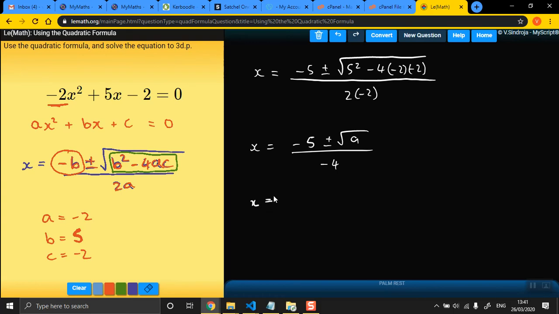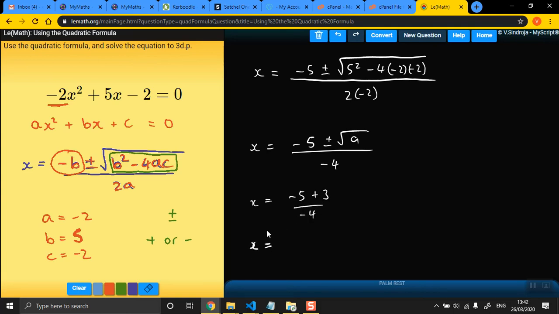Now x, I need to explain to you what that plus or minus symbol means. This is a new symbol to you, and it's very simple. It literally means the words add or take away. So what we're going to do here is take minus 5, and add or take away the square root of 9. Now, square root of 9 is an easy number. It's just 3, isn't it? So we're going to add 3 and divide by minus 4.